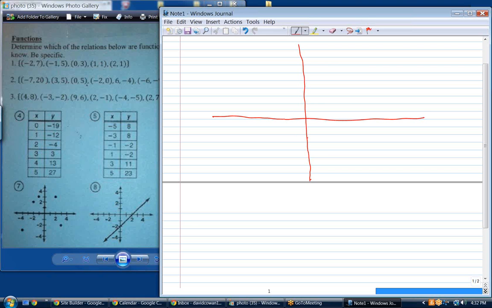So minus 2, 7. So there's the first point. Minus 2 comma 7. Second point is minus 1 comma 5. Third point, 0 comma 3. One, 1. And 2, 1.